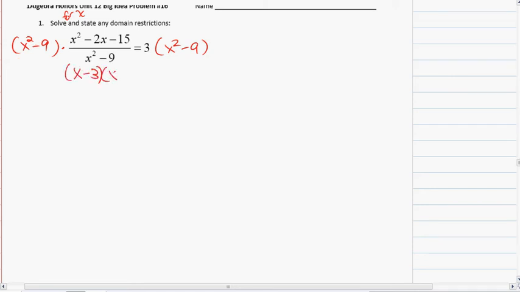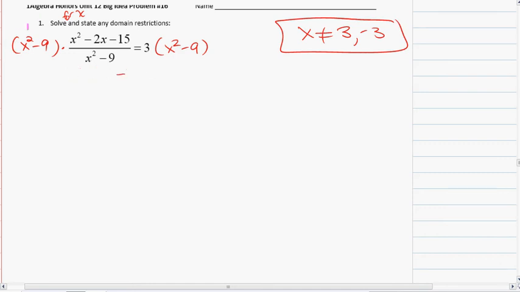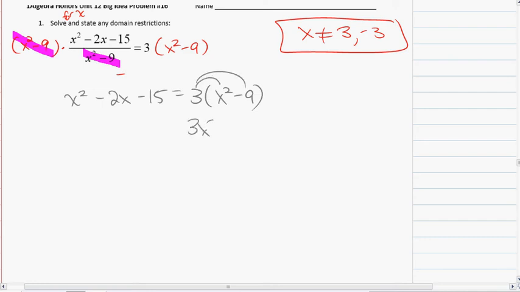This is the difference of two squares, x plus 3, x minus 3. So my domain restrictions, x cannot be 3 or negative 3. So now I'm ready. So simplifying. This leaves me with x squared minus 2x minus 15 is equal to 3 times x squared minus 9. Well, I can of course distribute, so 3x squared minus 27 is equal to x squared minus 2x minus 15.